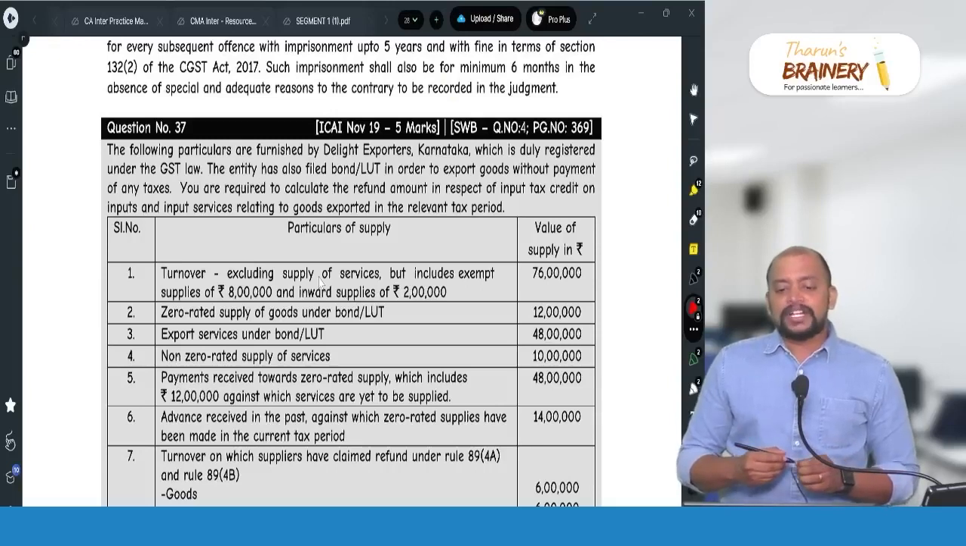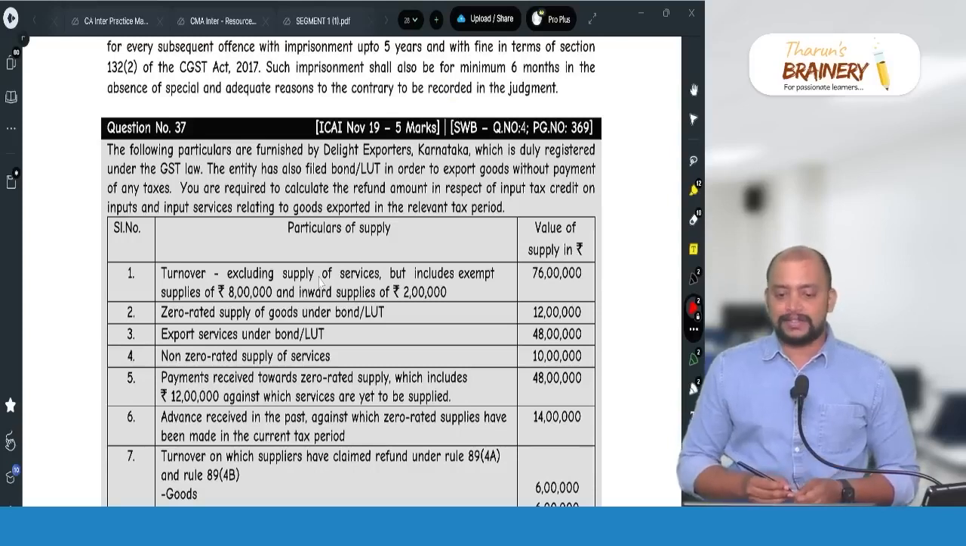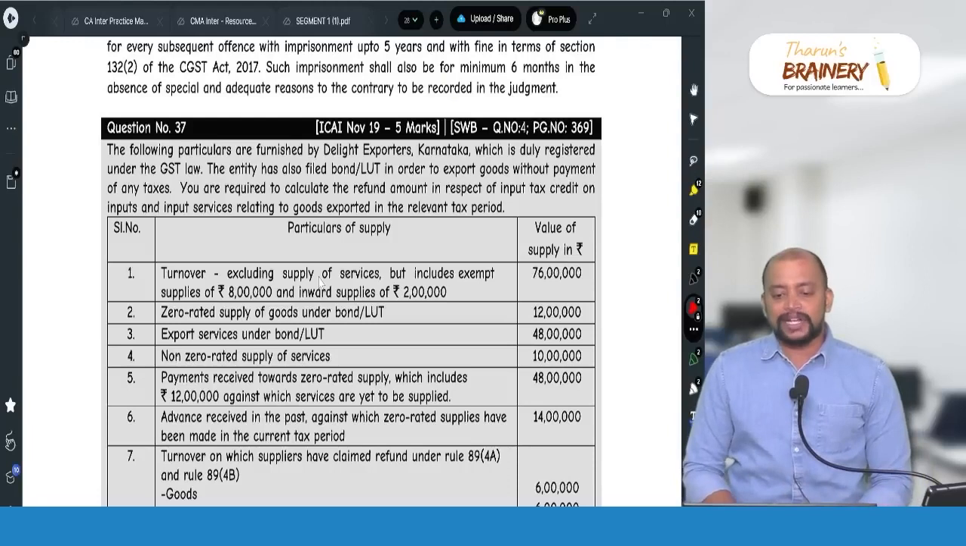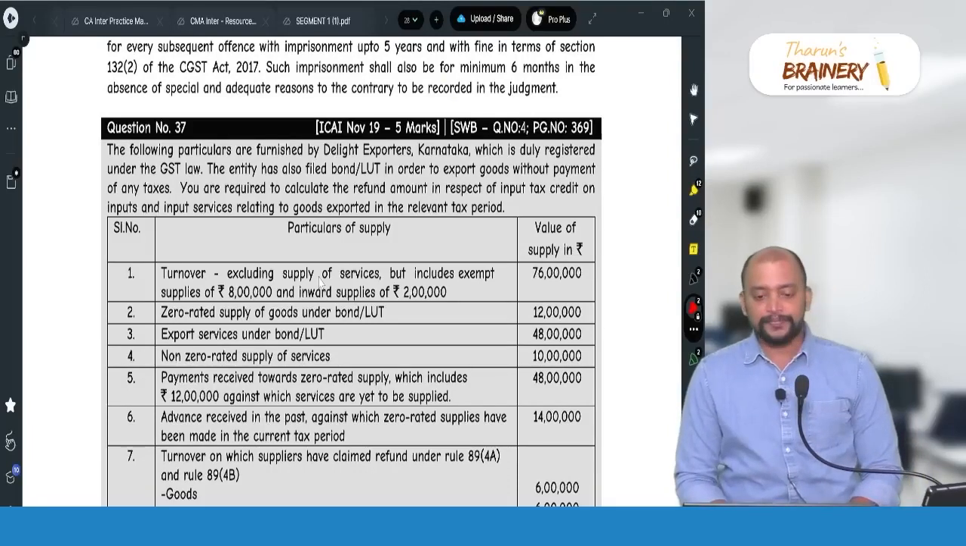The following particulars are furnished by Delight Exporters, Karnataka, which is duly registered under the GST law. The entity has also filed a bond or LUT in order to export goods without payment of any taxes. You are required to calculate the refund amount in respect of input tax credit on inputs and input services relating to goods exported in the relevant tax period.